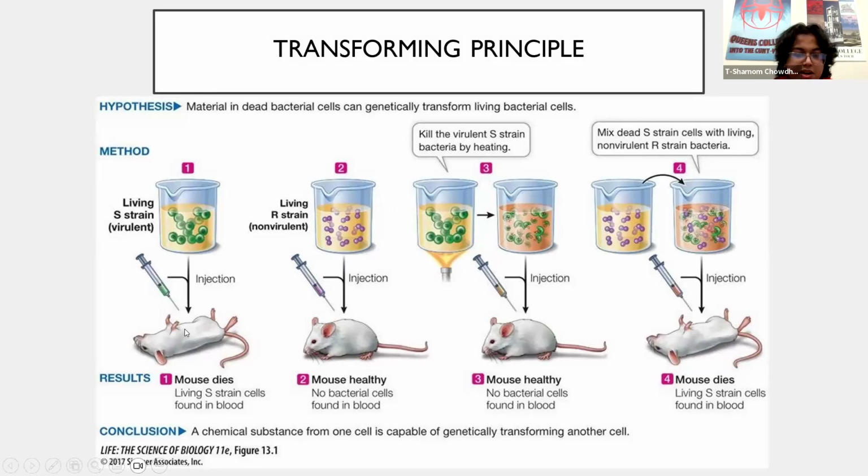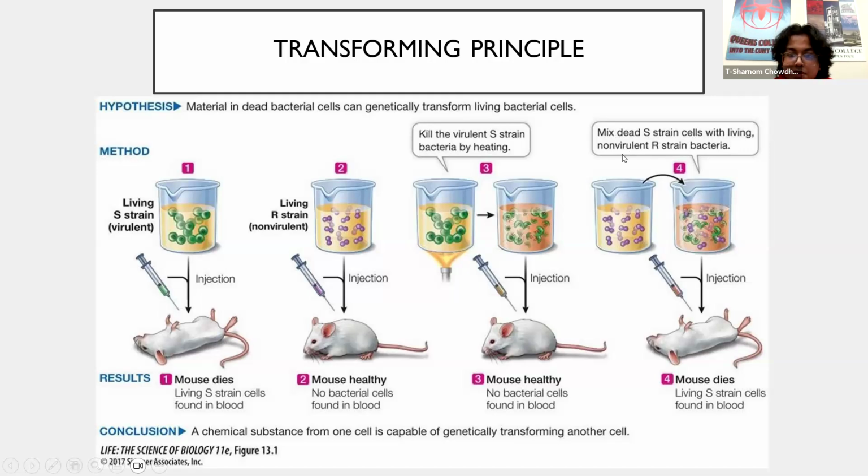You inject the mice with it, the mouse dies. Living R strain, non-virulent: inject the mouse with it, nothing happens to it. No bacterial cells found in the blood. You can kill the S strain bacteria by heating. So completely kill the S strain bacteria and inject it into a mouse. The mouse is still healthy.